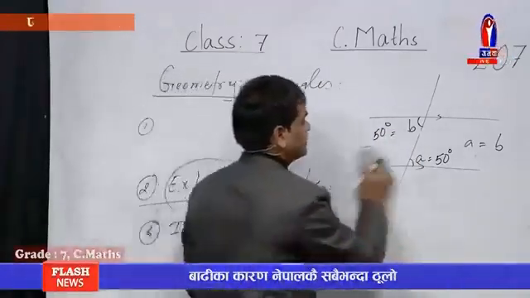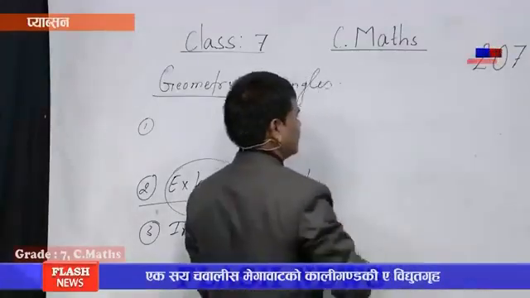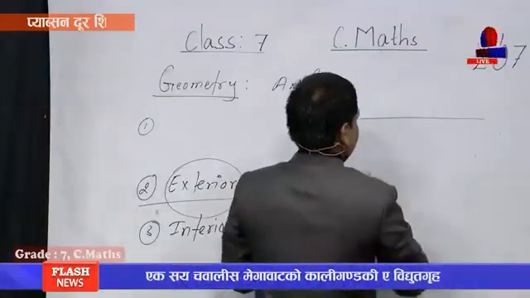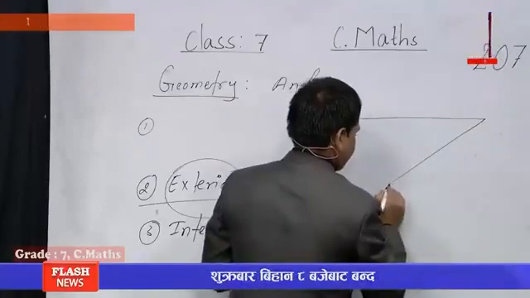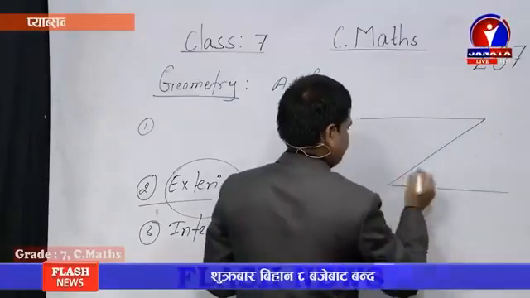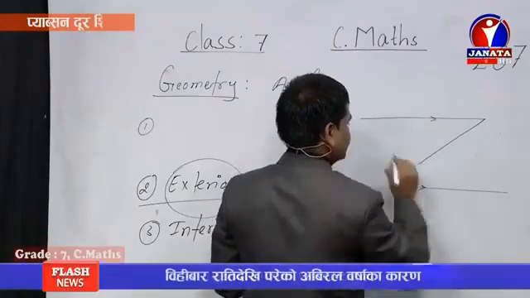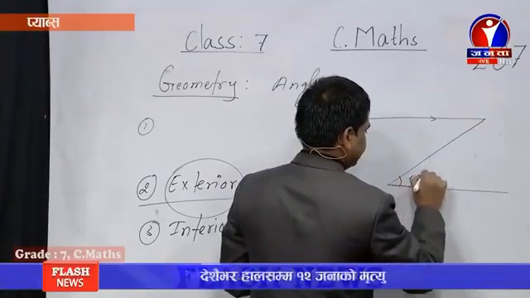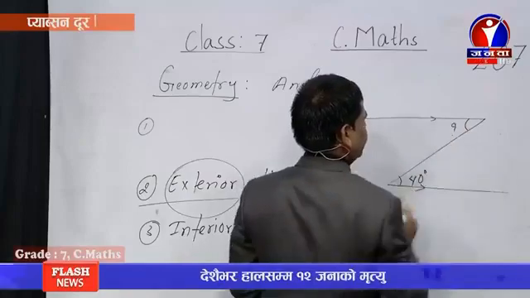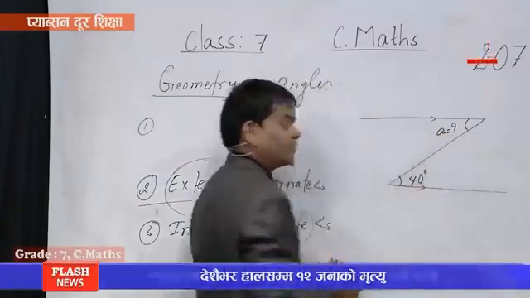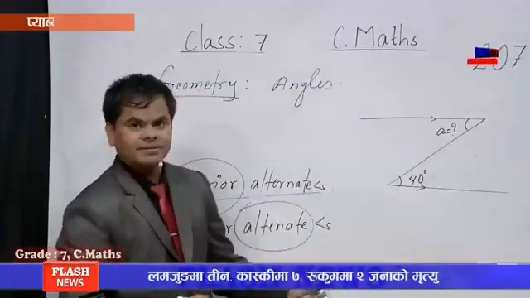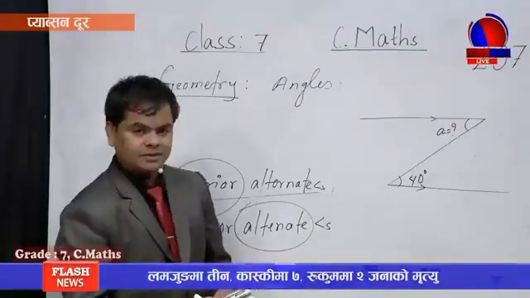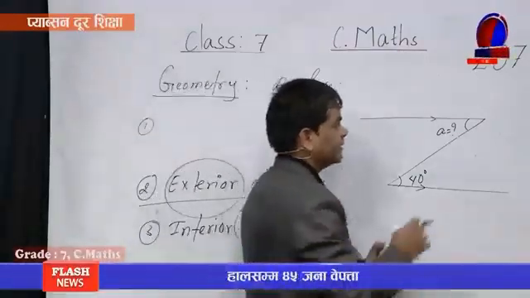So I'm going to give you some questions regarding this one. These two lines are parallel to each other. For example, this is 40 degrees, then find out the value of this one. Let's keep it as A. So what will be the value of A? You can do it yourself. Just copy the question. Later on, after completion of this period, you can do that.